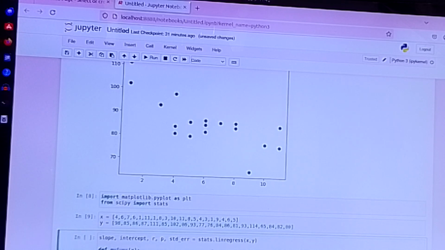Now return slope. Sorry, there are so many of these things. Okay, slope x.